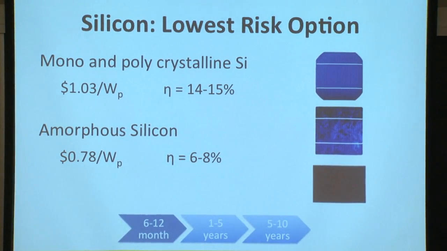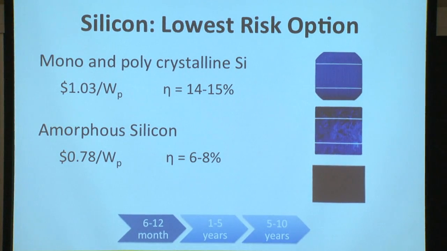For that reason, in the 6 to 12 month range, we've just looked at silicon. So we've compared mono and polycrystalline silicon with amorphous silicon. Of course, as you all know, monocrystalline silicon has a higher efficiency, but also a higher price per watt peak.